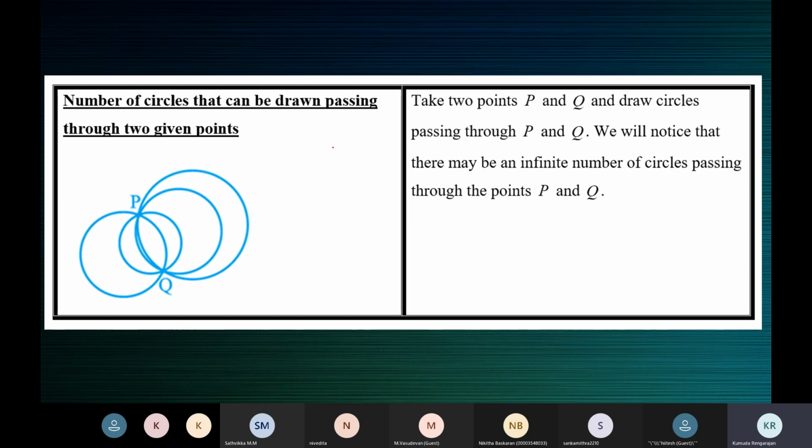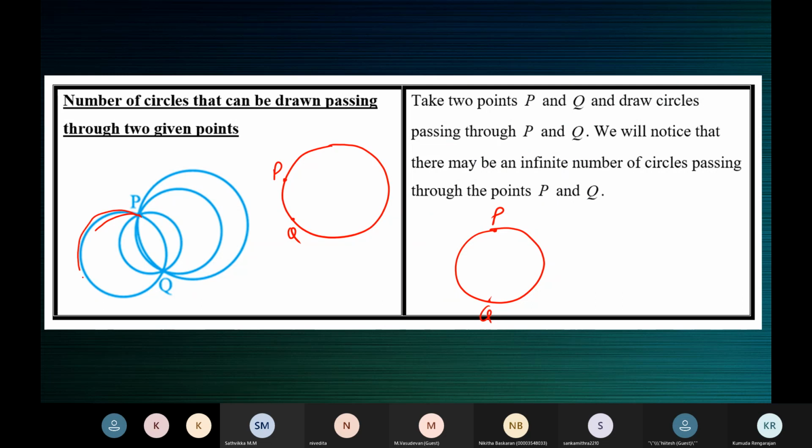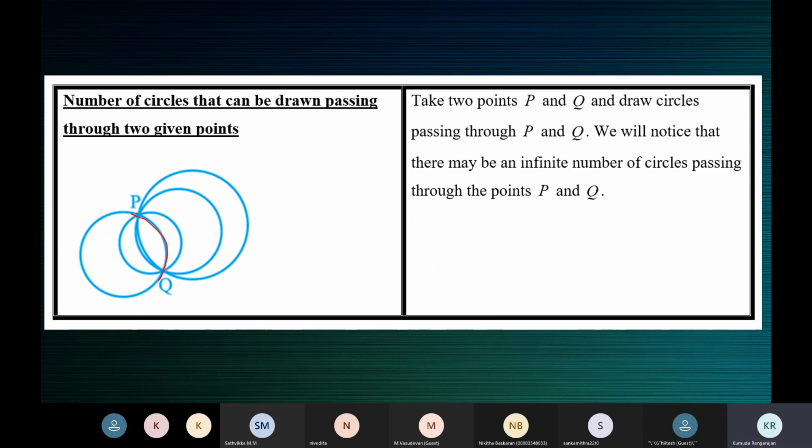You can just tell like this. There can be a circle having the points P and Q here. There can be another circle having P and Q here, P and Q here like this. See here, in this circle, the points P and Q are here. In this circle, you can see the points P and Q here. This circle has the points P and Q on the circumference like this. A bigger circle with the points P and Q on the circumference here.